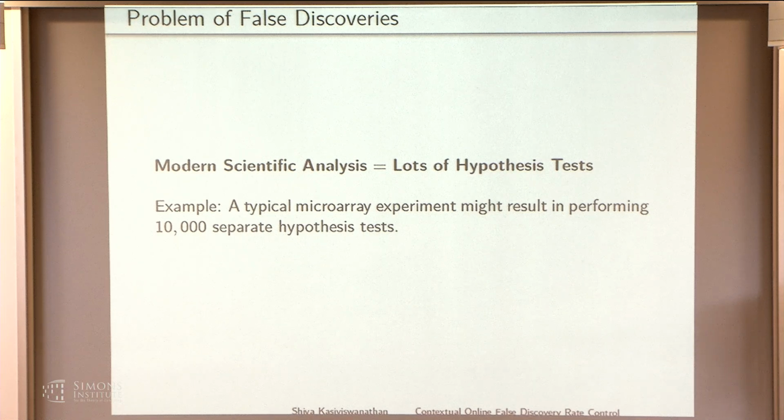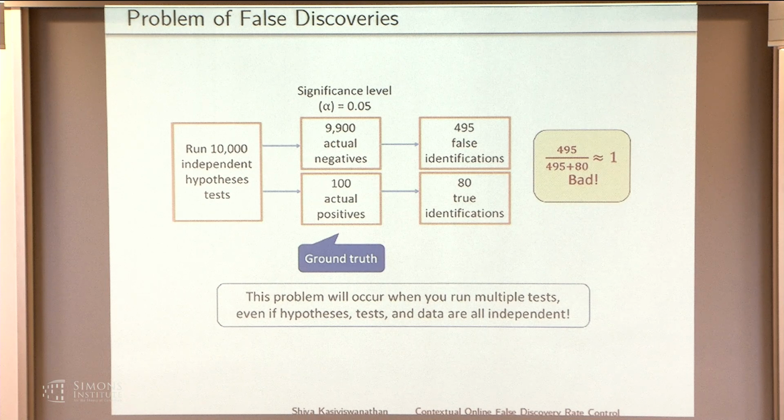The problem is very important because in modern scientific analysis we carry out lots of hypothesis tests. If you think of a typical microarray experiment that is common in DNA sequencing, we carry out more than 10,000 tests for each microarray. And what happens when you do so many tests is the chance of spurious discoveries, false discoveries.